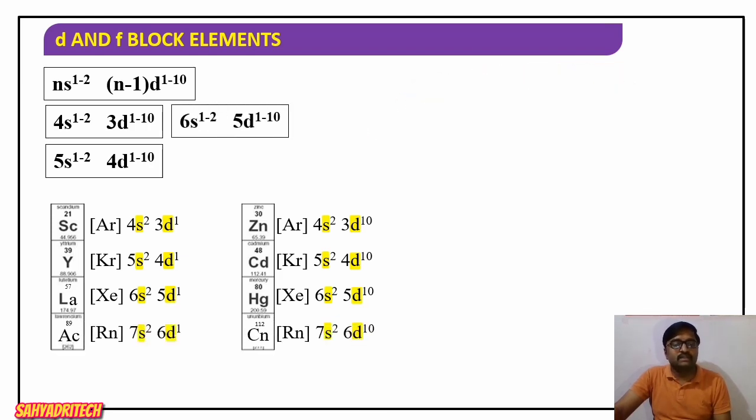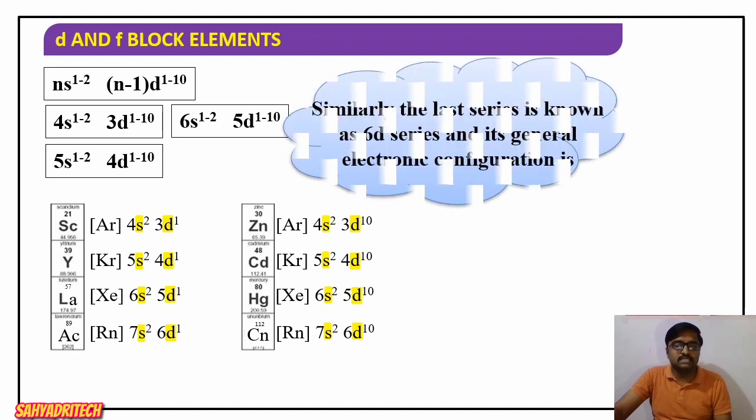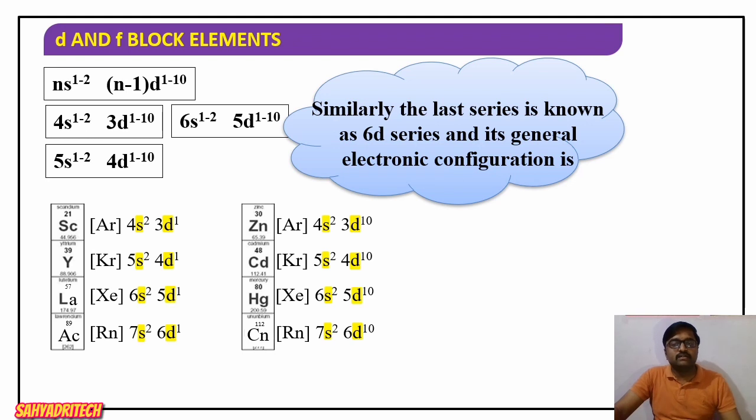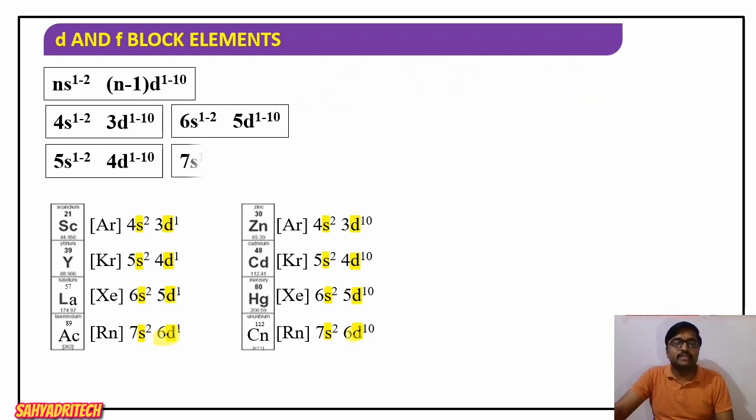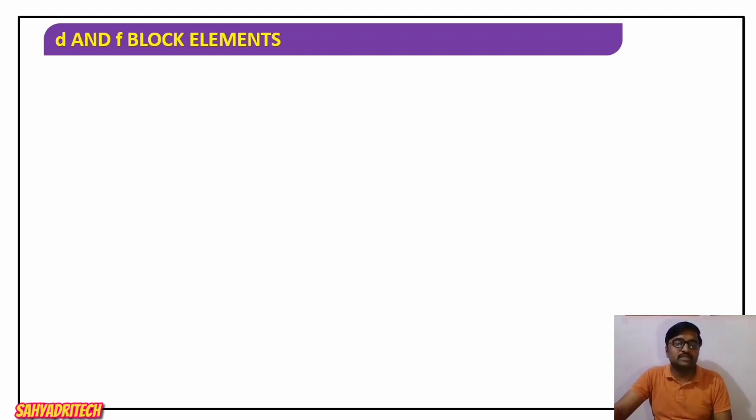And what is the last one? Actinium to copernicium. When you look at the last series, the differentiating electron enters into 6d orbitals, hence it is called the 6d series, and its general electron configuration is 7s 1 to 2 and 6d 1 to 10, right? So that is about the general electron configuration of d block elements.